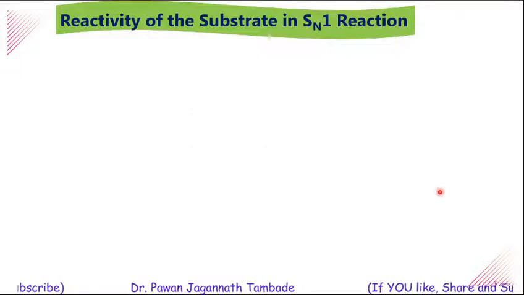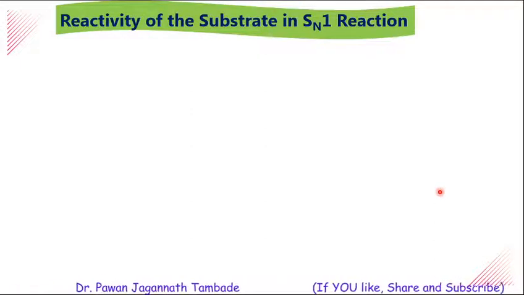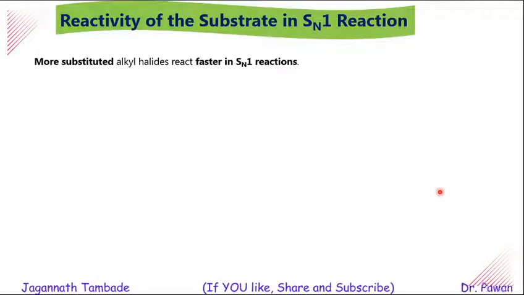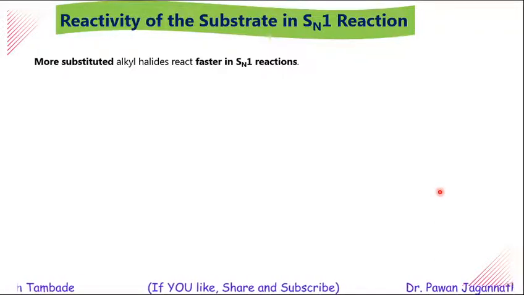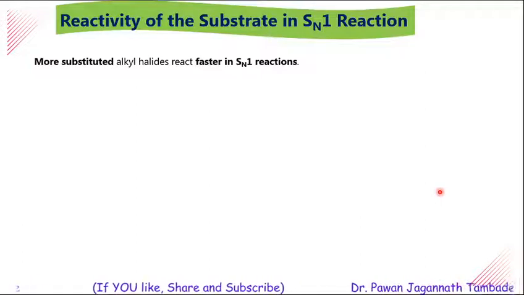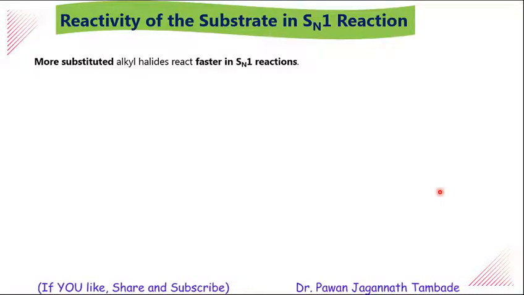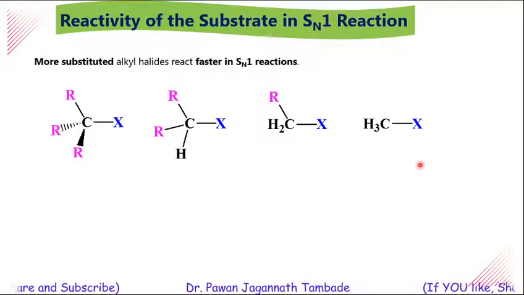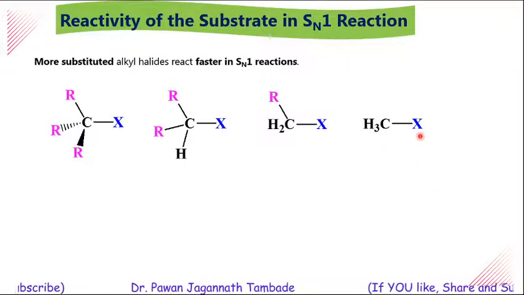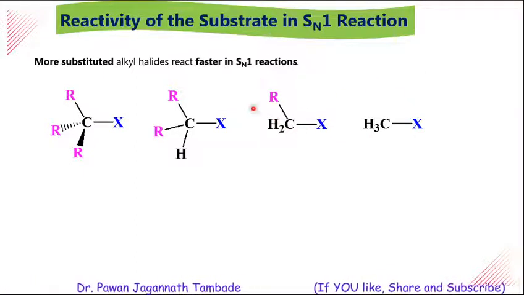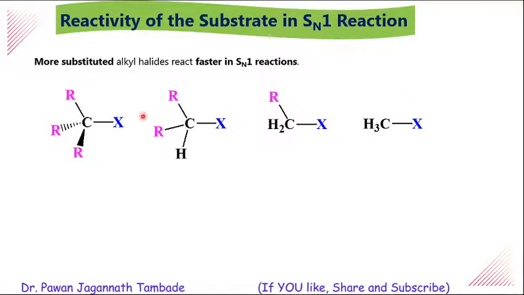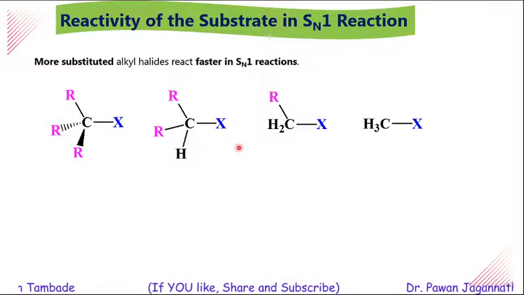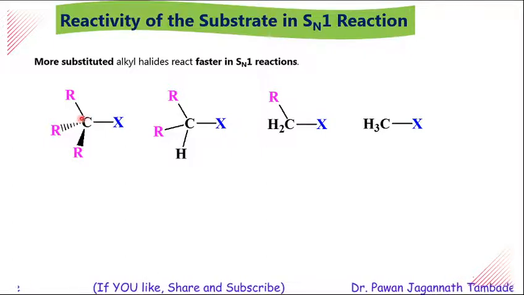Now we will see the reactivity of the substrates in an SN1 type of reaction. Dear friends, in an SN1 reaction, the key observation is that more substituted alkyl halides react faster in SN1 reactions. For example, suppose we have this type of alkyl halide: this is methyl halide, this is primary alkyl halide, this is secondary alkyl halide and this is tertiary alkyl halide. I guess you are able to find out primary, secondary and tertiary.